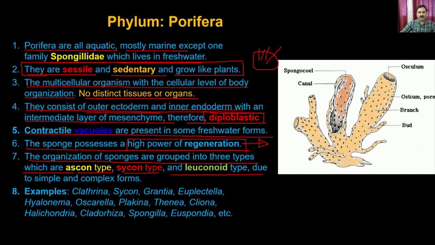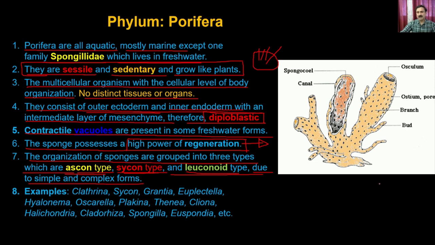So the sponges can be classified into three different groups: either the ascon type, the sycon type, or the leuconoid type. These three classifications are based on how the cells look and how they interact with the water, how the water enters the cell body and how it exits. So it is due to the simple and complex forms.